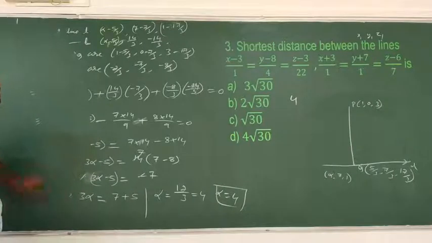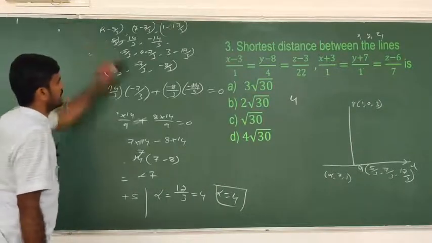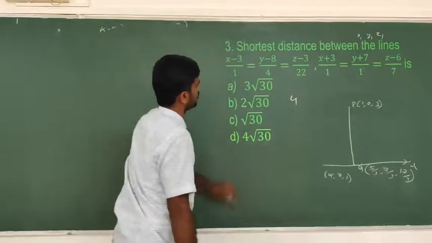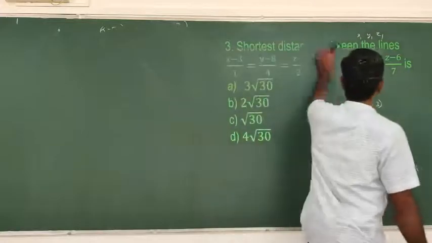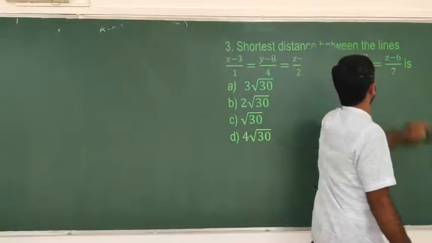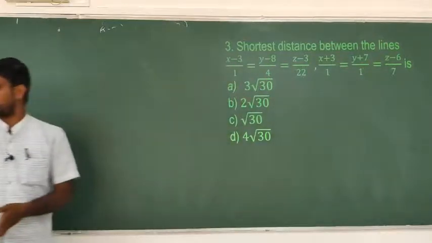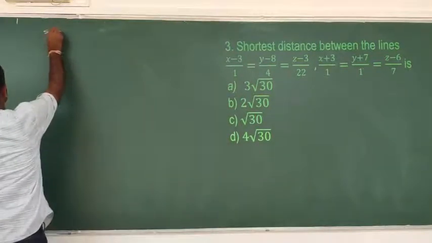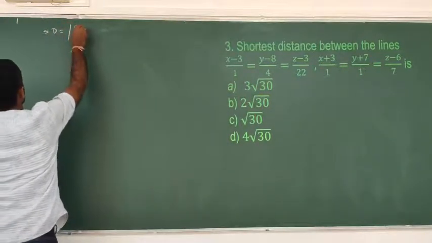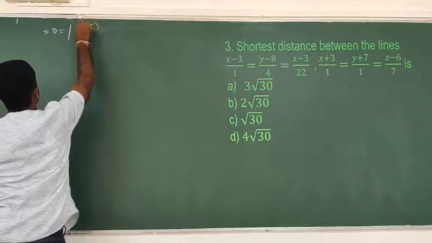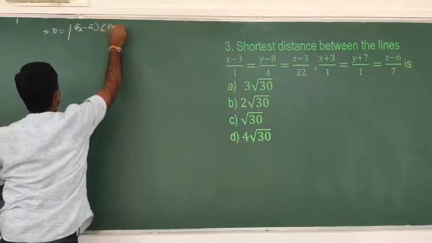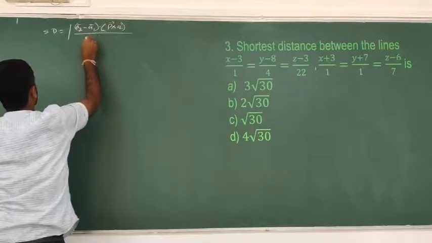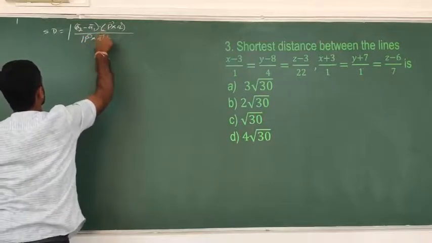The problem is: the shortest distance between the lines x minus 3 by 1 is equal to y minus 8 by 4 is equal to z minus 3 divided by 22, and x plus 3 by 1 is equal to y plus 7 by 1 is equal to z minus 6 by 7. As we know the formula, the shortest distance between two lines is equal to the modulus of (a2 minus a1) dot product of (p cross q), divided by the magnitude of p cross q. So this is the formula.